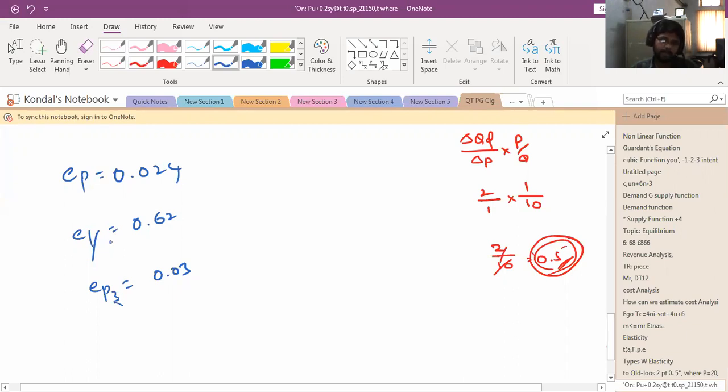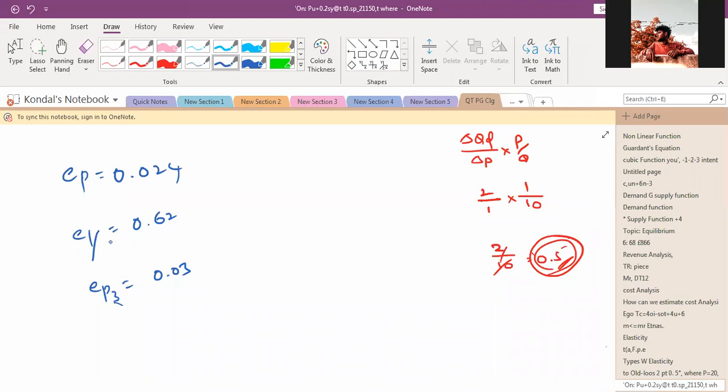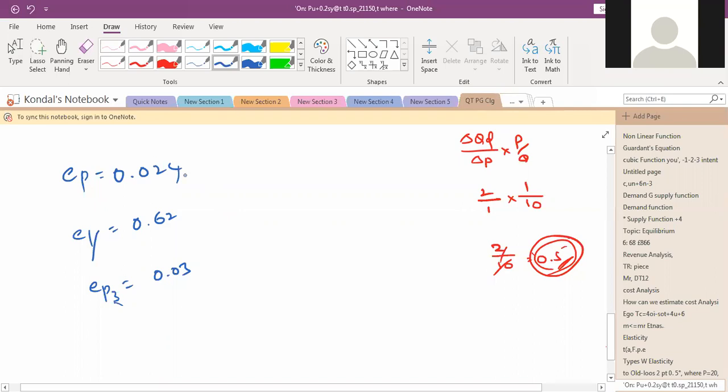Can anybody tell? I think last day I told you. It is the percentage change in quantity demanded for a percentage change in price. If a 1% change in price leads to a decrease in the quantity demanded by 0.024 percent, that is the interpretation.